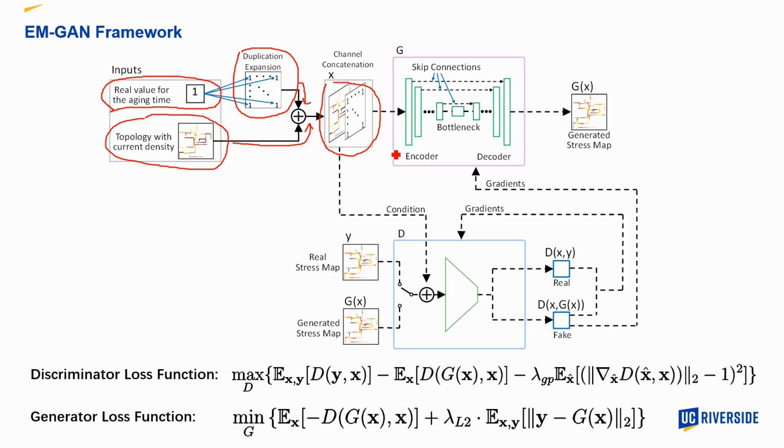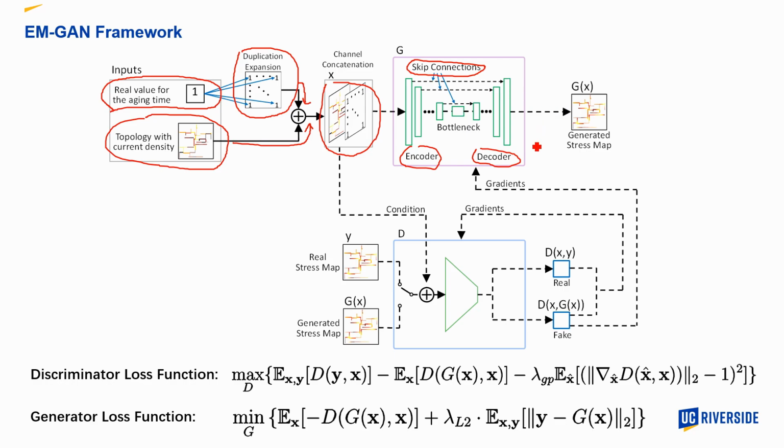The generator has an encoder-decoder structure, and we also added skip connections to directly transfer the high-level topology information from the input to the output. This actually helps a lot to improve the final results accuracy, and I will show the details in the discussion part.